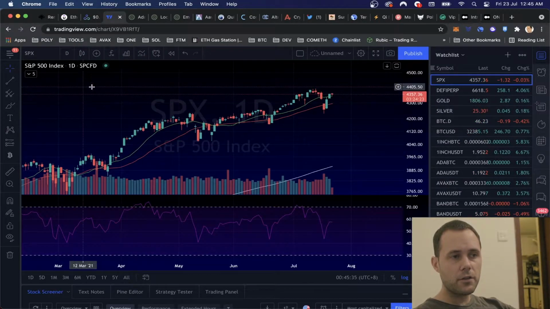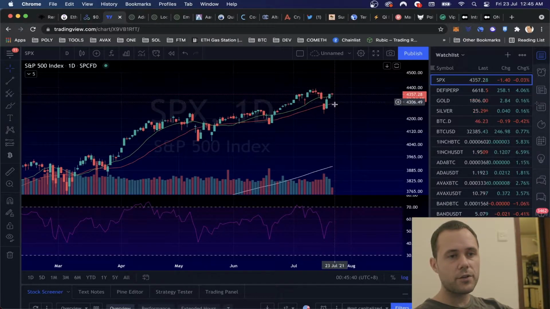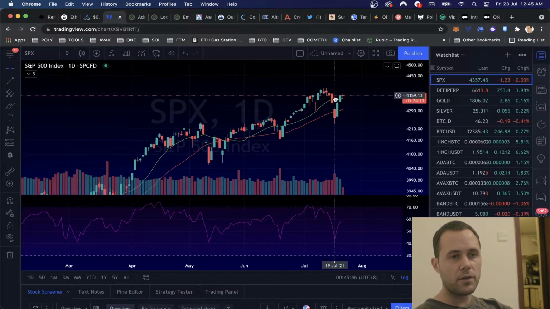Funnily enough, looking at the S&P 500, it also looks like there is some kind of correlation as well. We kind of had this massive bounce after quite a significant dip over the last sort of 4 days.